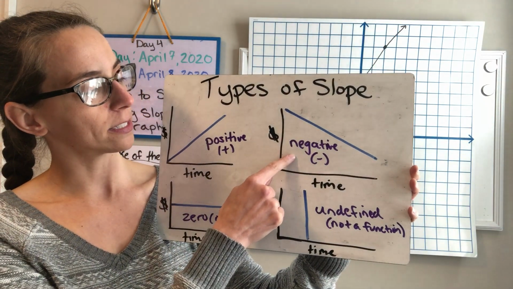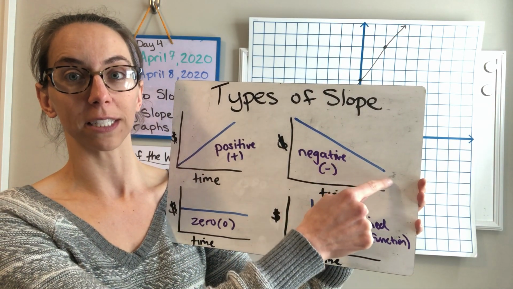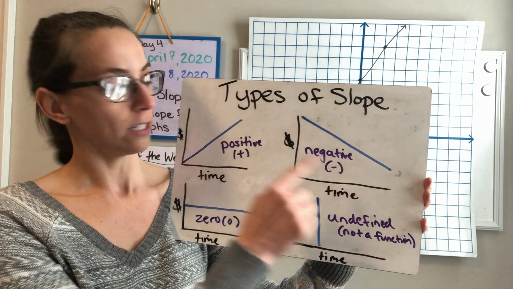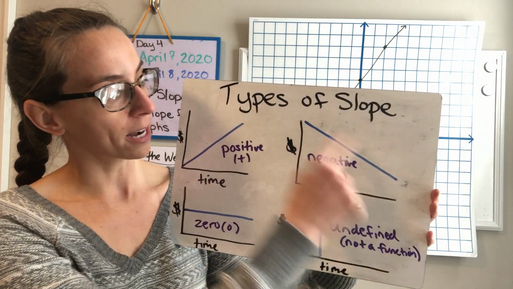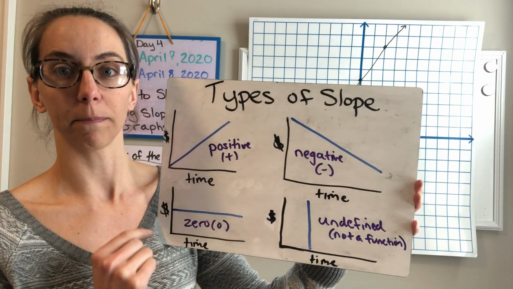If I take a look at this second graph, I start with a lot of money, but my money is decreasing at a constant rate. So in this case, this blue line is representing a negative slope. It's decreasing as time goes on.